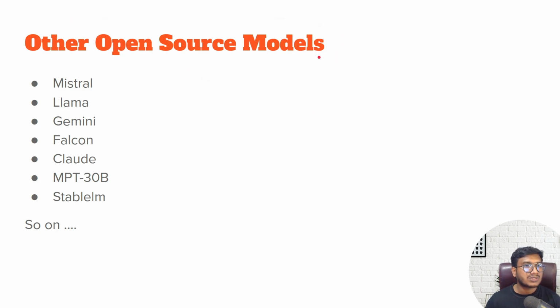Now these are some open source large language models: Mistral, Llama, Gemini, Falcon, Claude, then MPT 30B and StableLM. These are the models we have as open source models. Apart from that, there are so many models I will tell you about. There is a platform called Hugging Face. Inside Hugging Face, you will see all kinds of large language models available there.